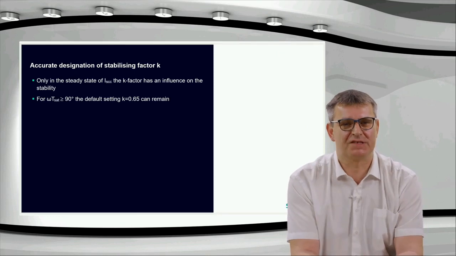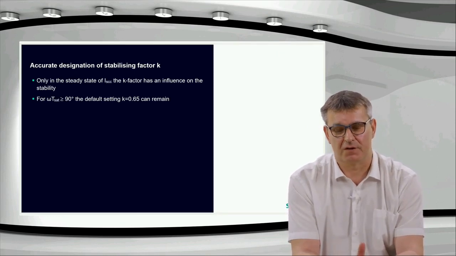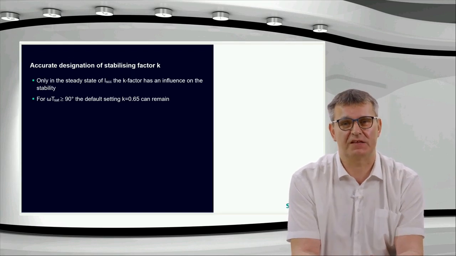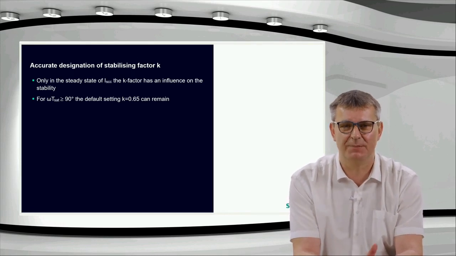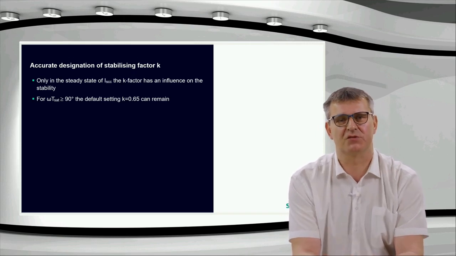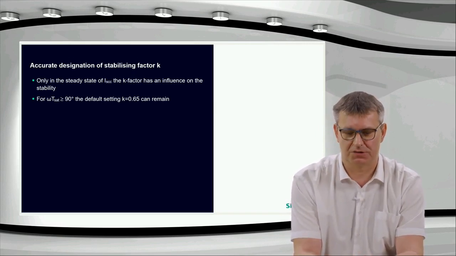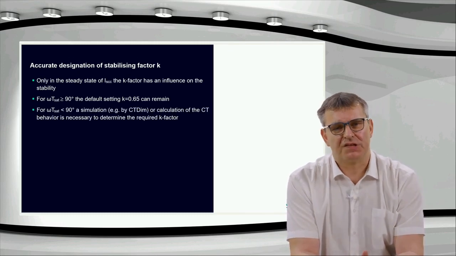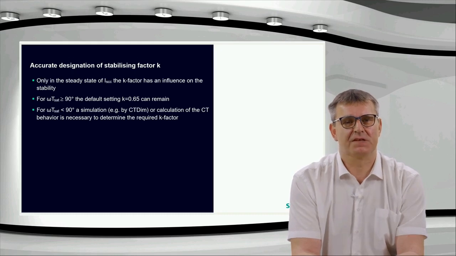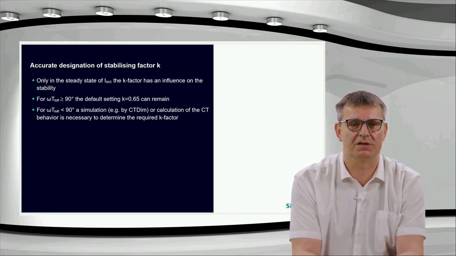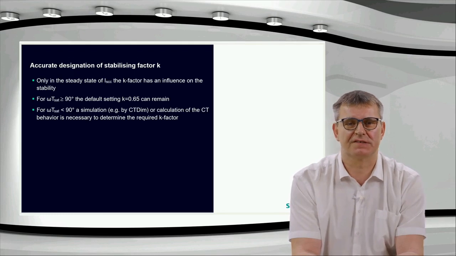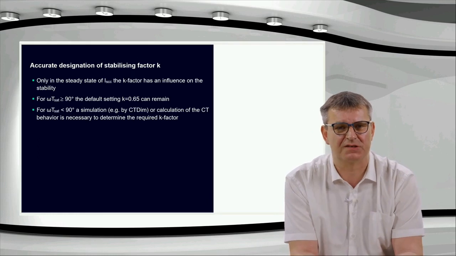we can remain with the default setting of 0.65. As we learned, with a stabilization factor of 0.5, we are exactly at the limit. And we don't want to be at the limit of stability with the busbar protection. So we every time have to calculate a little bit of safety margin also. If the saturation free time is less than 90 degrees, means the saturation free time is less than 5 milliseconds for 50 hertz systems, then we should simulate this with the program, the CT-TIM program, to determine the required K factor. Here, a detailed calculation is quite complicated.